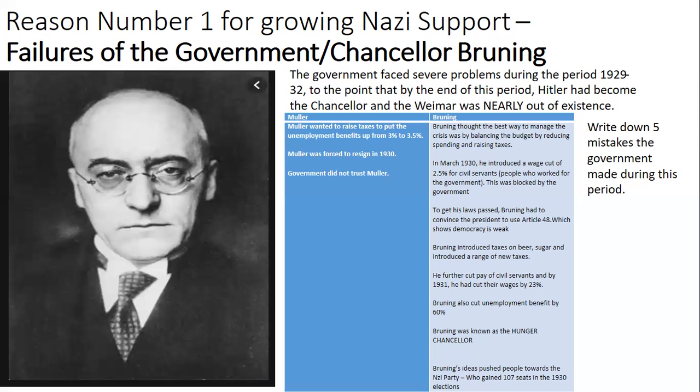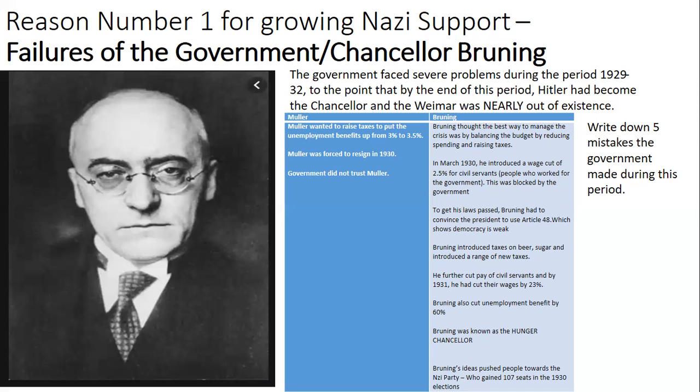Now, this is probably one of the biggest mistakes he made, because if you think about it, 6 million people were unemployed and their unemployment benefit was cut by 60%. He was more focused on balancing the budget, making sure that Germany would basically rebuild, rather than helping the people. This is why Brüning got the nickname the Hunger Chancellor, because people were starving under his control. And Brüning's ideas pushed people towards the Nazi Party.